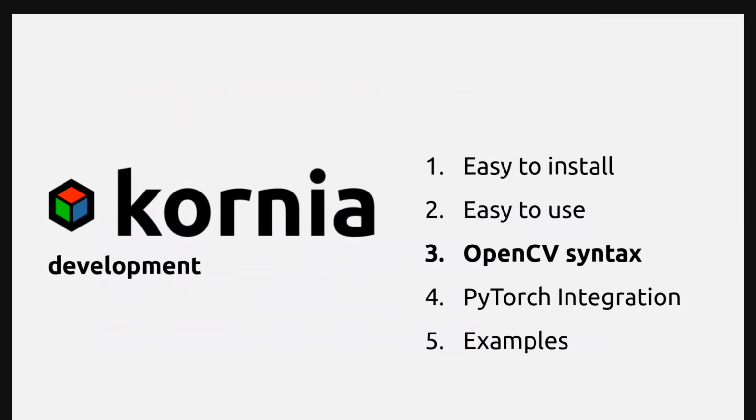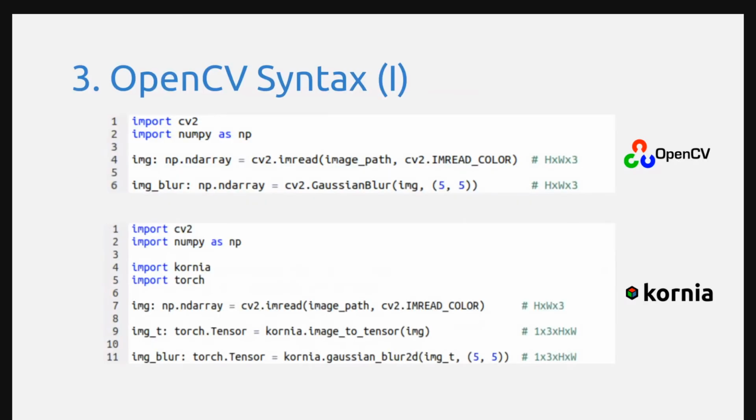Third, since we have been inspired by OpenCV, for most of the functions we have this OpenCV syntax. For example, here is how you could apply a Gaussian blur using OpenCV, and in line number 6 it calls Gaussian blur. If you look at the bottom at how you could use that in Kornia, you will notice that the API is almost the same. We tried to make this consistency between the two frameworks, OpenCV and Kornia.